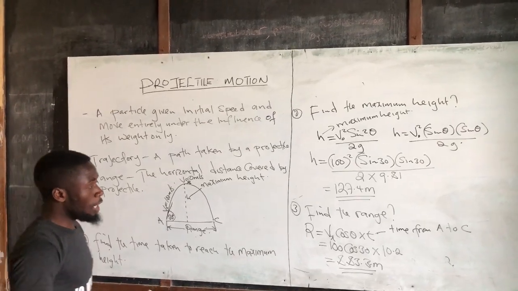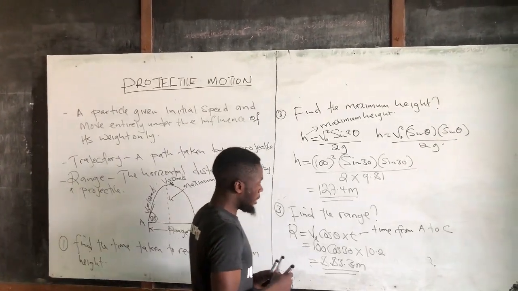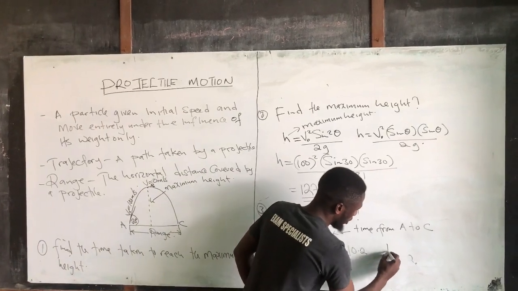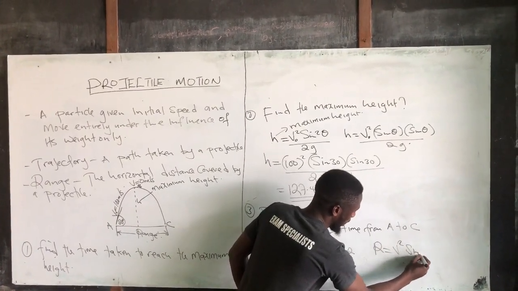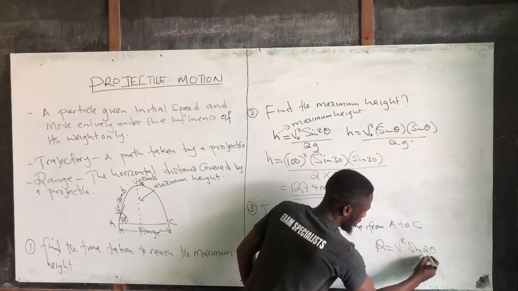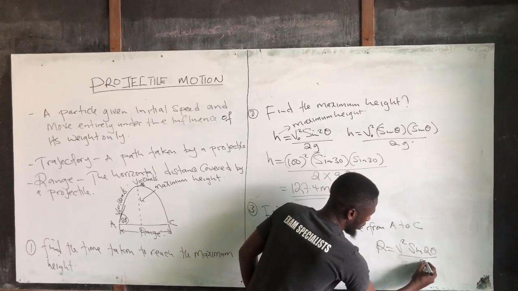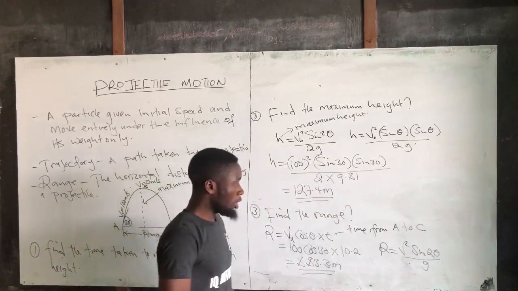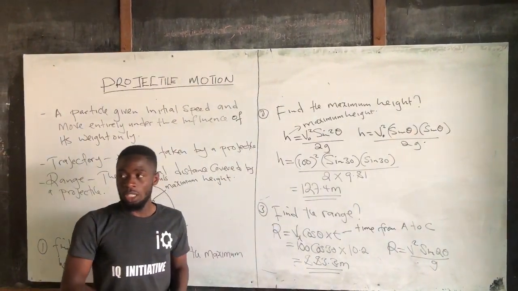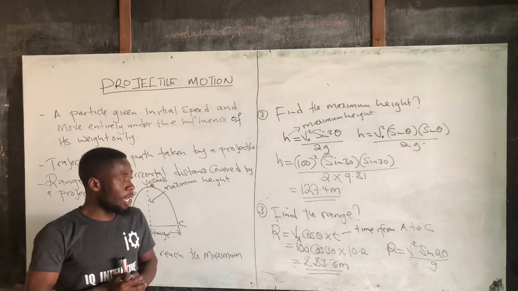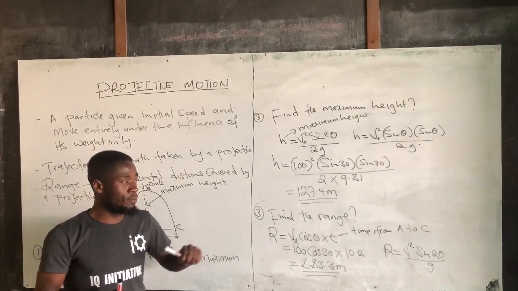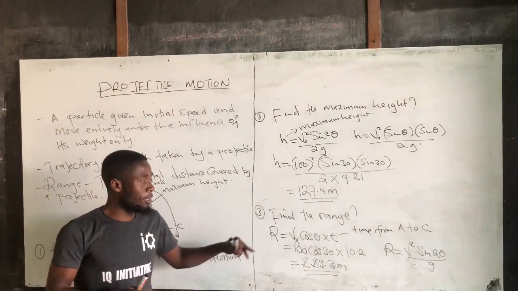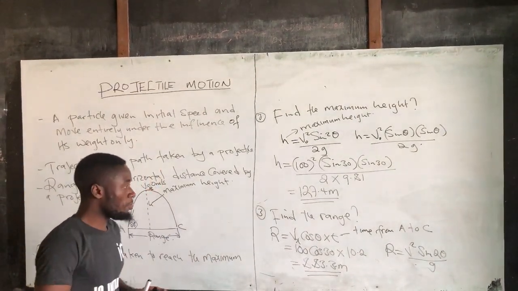Or you can use this formula here, where we say the range equals v squared sine 2 theta over g. Is this the correct formula? So v squared sine 2 theta over g. You can still use that formula, you still get the same answer. But this one is just a simple formula.